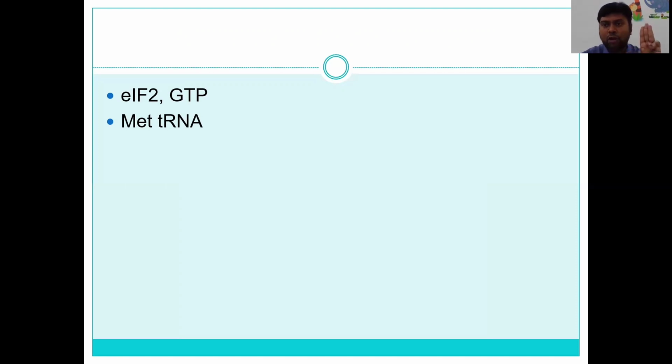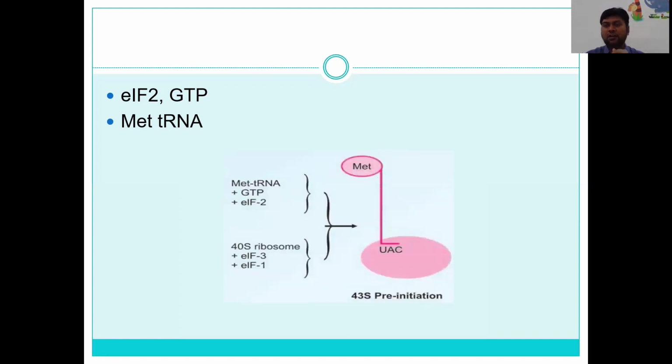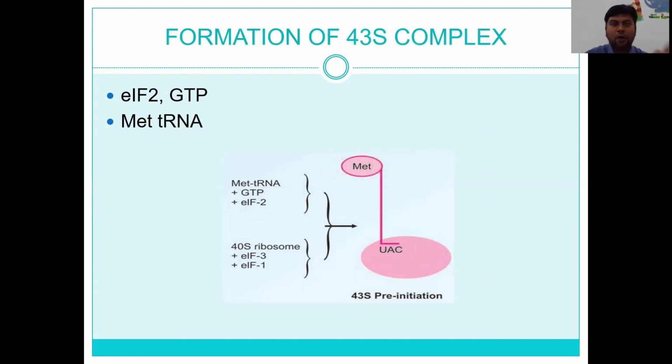Now this ternary complex will bind with the 40S ribosomes to form the 43S pre-initiation complex, thus assembling the methionine tRNA into the ribosomes. So this process, which leads to the formation of the 43S pre-initiation complex, or the assembly of methionine tRNA into our ribosome, is called either formation of the 43S complex, or you can call this step assembly of methionine tRNA into ribosomes.